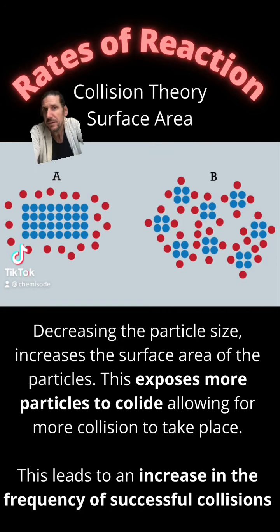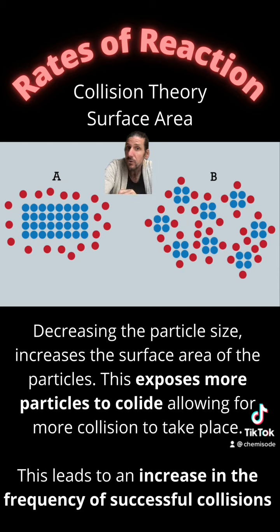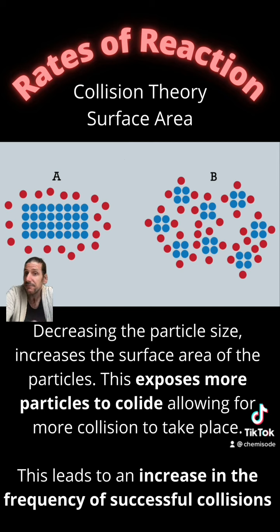So let's look at the rate of chemical reactions and a thing called collision theory. The rate of a chemical reaction is how fast a reaction occurs, and it's governed by collision theory. Collision theory states that for a reaction to happen, molecules must collide, and they must collide with enough energy to allow that reaction to happen.